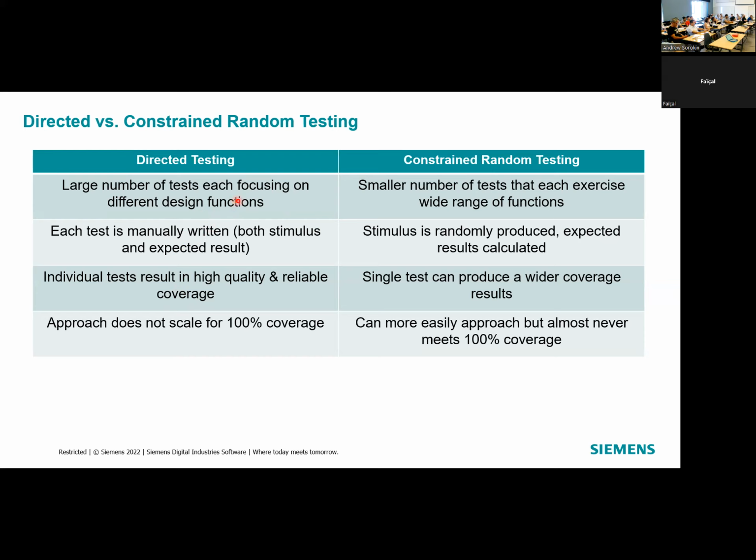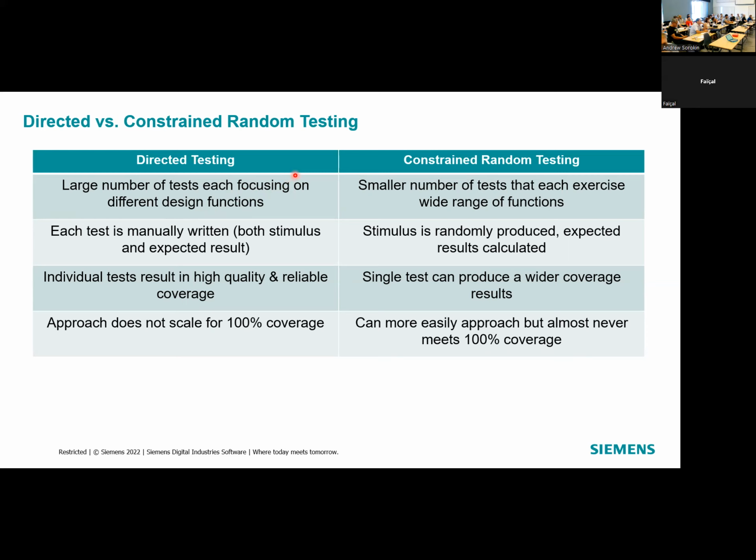Faïçal, do you have any code examples with constraint random? Because without code examples, it's a little bit too abstract. They already know the basics of Verilog, but if you can show some example of constraints, it will be more specific.